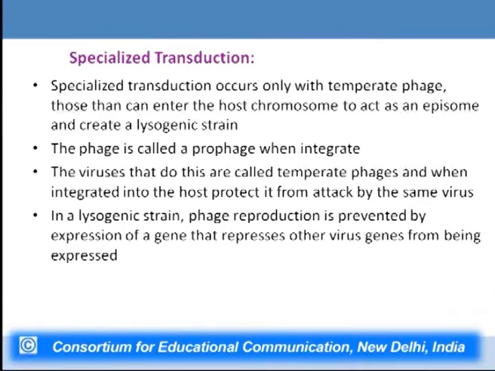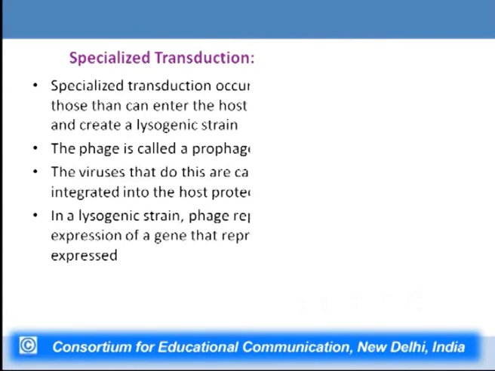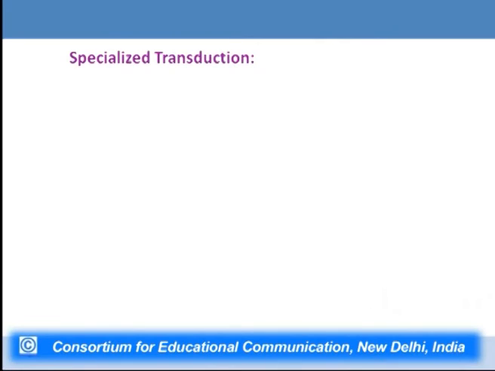In a lysogenic strain, phage reproduction is prevented by expression of a gene that represses other virus genes from being expressed. So, whenever the bacteriophage DNA is present in the lysogenic condition, there is production of a protein which represses other virus genes from getting expressed, so that there is no lysis of the bacterial cell.